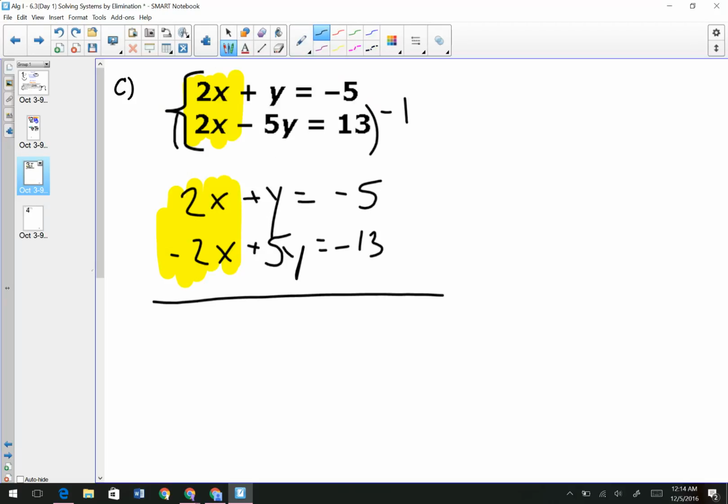So I've got 1y plus 5y to get 6y. And again, the goal here is to eliminate. That's where the name comes from. Eliminate one of the variables. And that's what we did. Equals negative 5. And again, what we're doing here is we're adding these two equations, right? So we got negative 5 plus a negative 13 is a negative 18. Divide by 6. Y is negative 3.